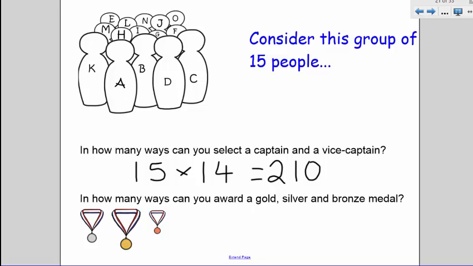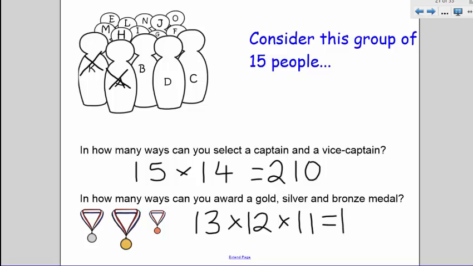Let's say that these 15 people run a race, but 2 people are disqualified. How many ways can the podium be filled at the end of the race? With 2 disqualifications, there are 13 people who can take out gold, leaving 12 people who can take out silver, and 11 people who can take the bronze. 13 multiplied by 12 multiplied by 11 is 1,716 different combinations.